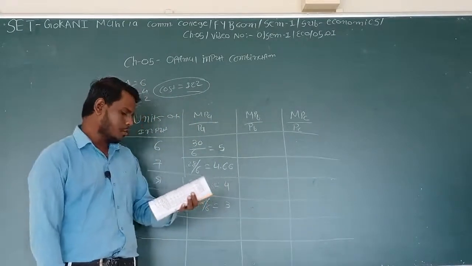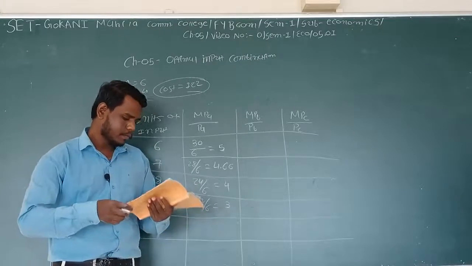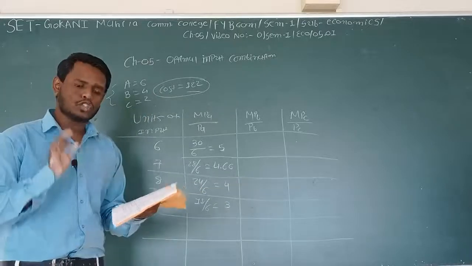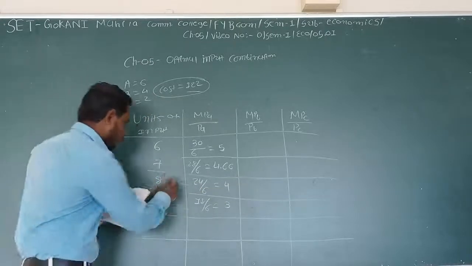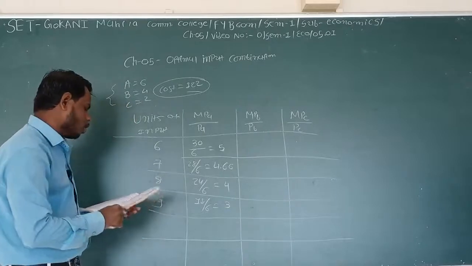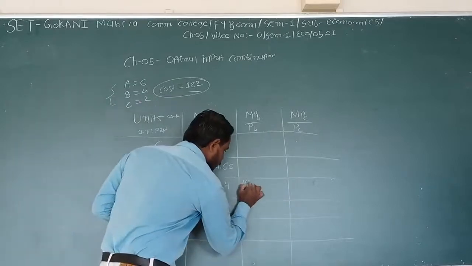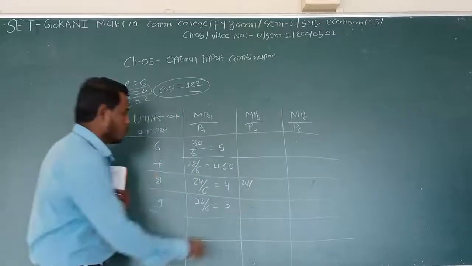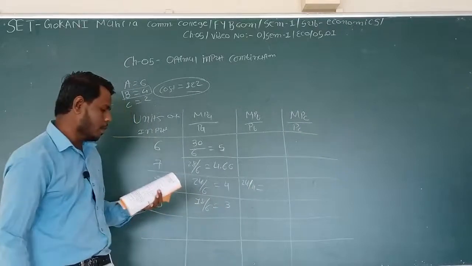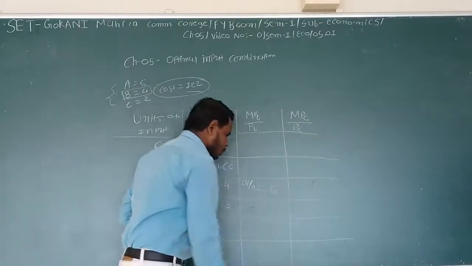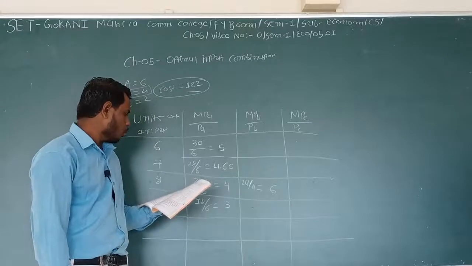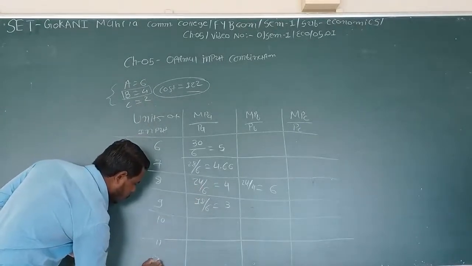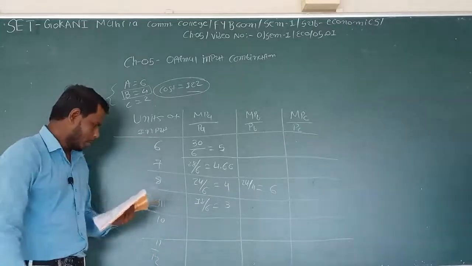Now, the units of B and marginal productivity of B. When you use 8 units of input B, 24 is given. The price of B is 4, so 24 divided by 4, and you will get 6.